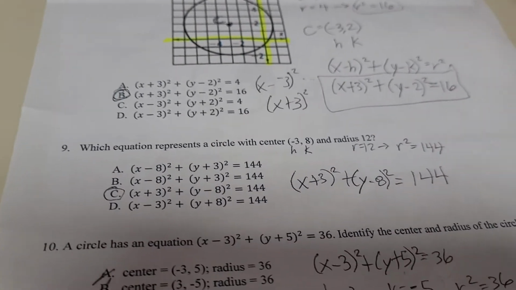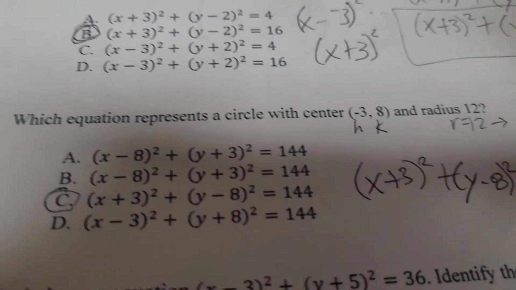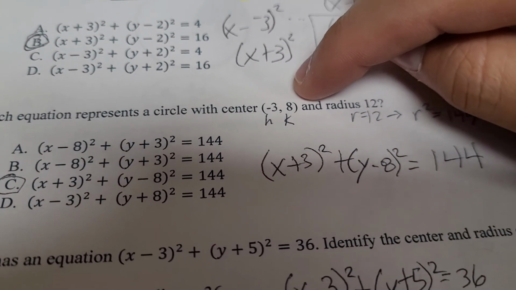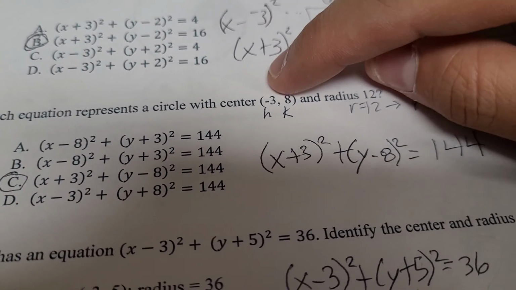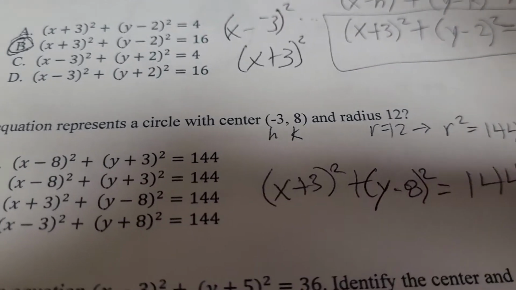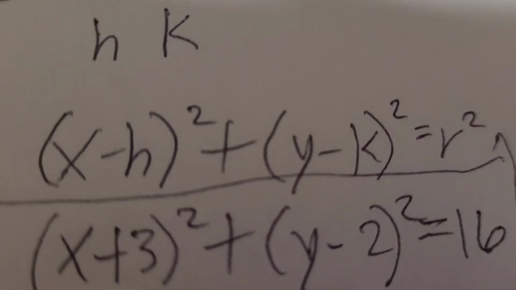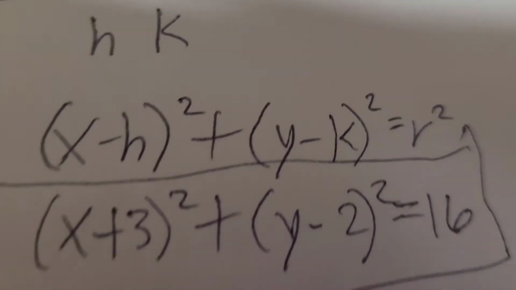Okay, number 9. We're almost done. What equation represents a circle with this center, (-3, 8), and this radius? So from right here, you got everything that you need. You just have to follow this formula up here: (x minus h) squared plus (y minus k) squared equals r squared.